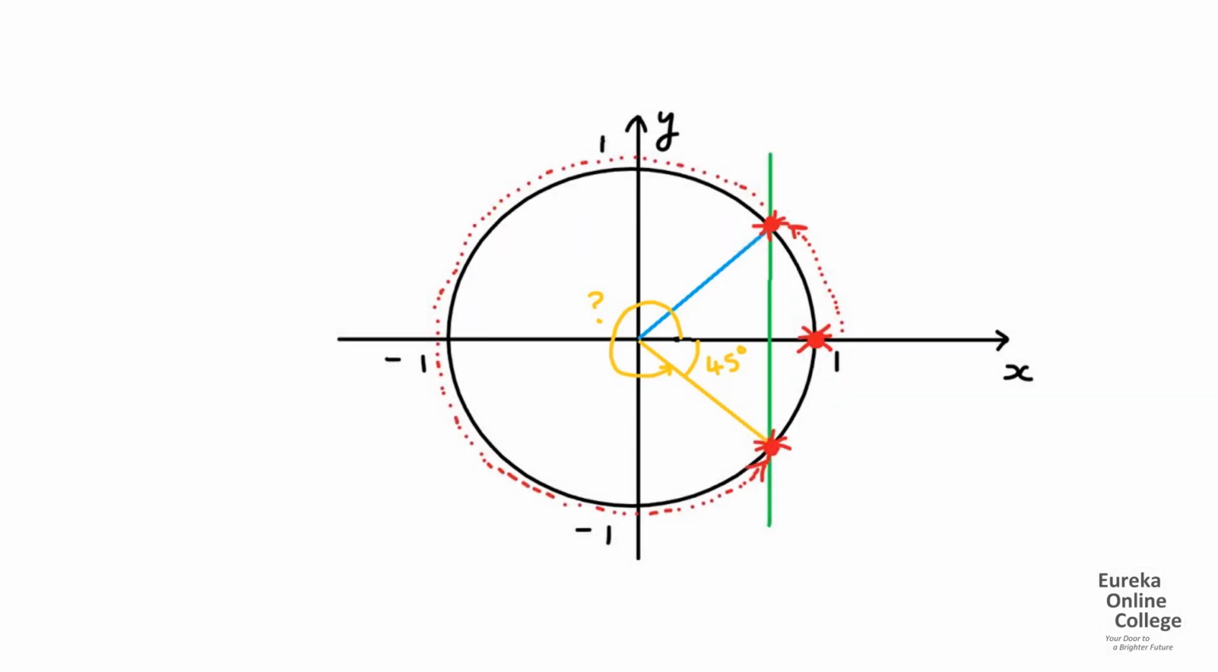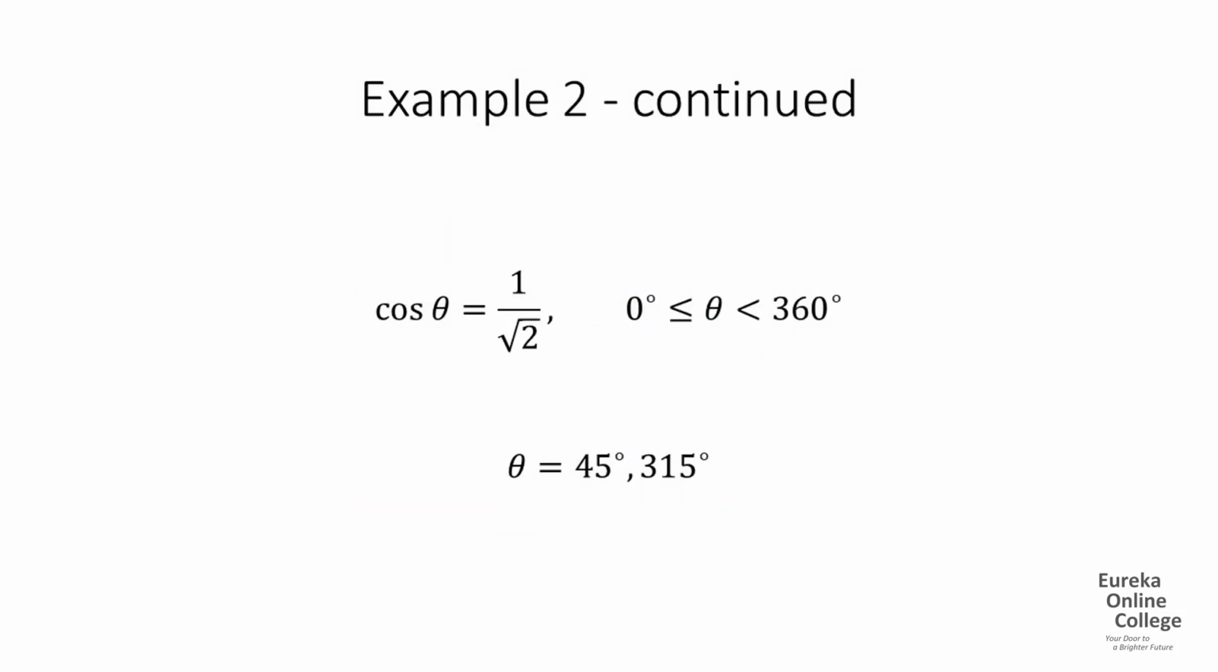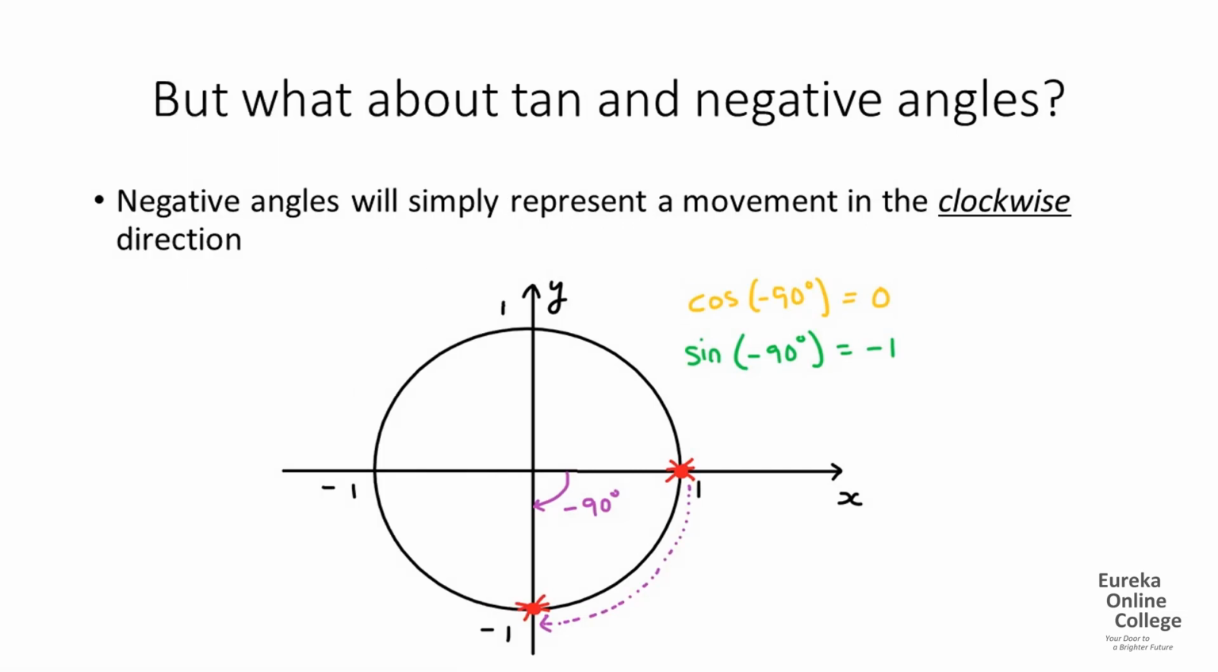Does he hit that green line again? No, he doesn't. He makes it home safely. So our solution to the equation, cosine theta is equal to 1 over root 2, for theta between 0 and 360 degrees, is 45 degrees or 315 degrees. So a natural question at this stage is to ask, what about tan?